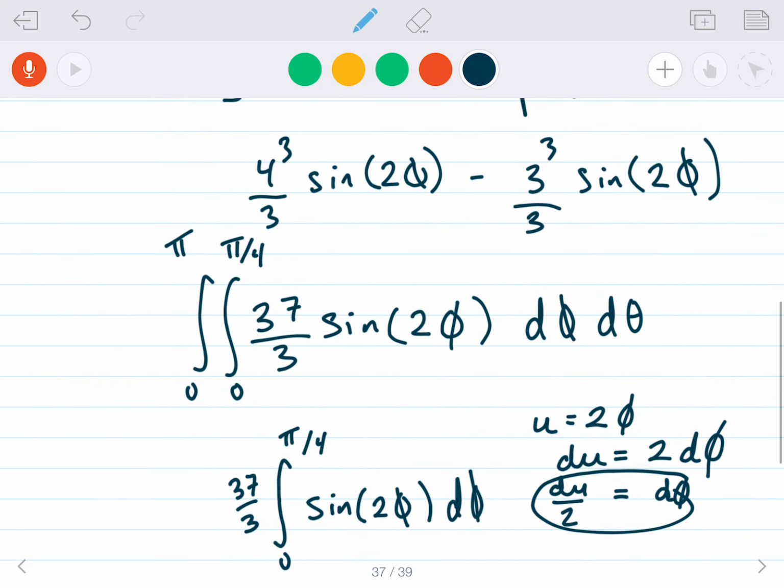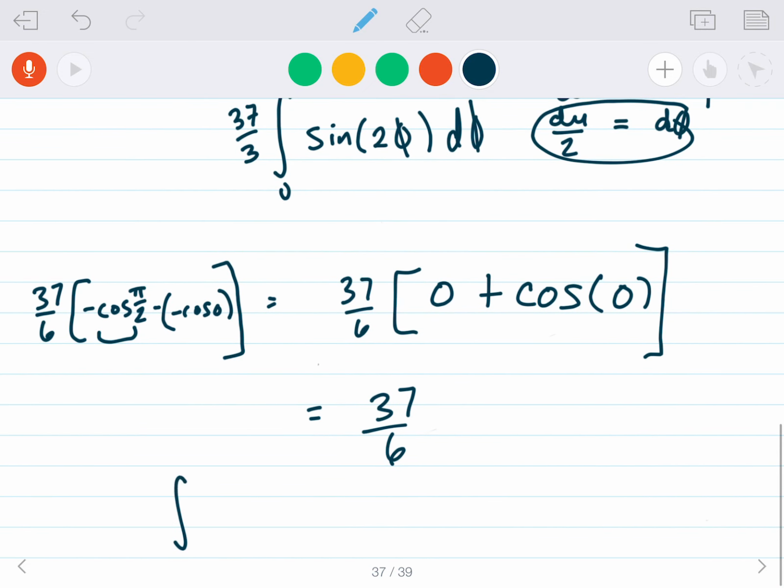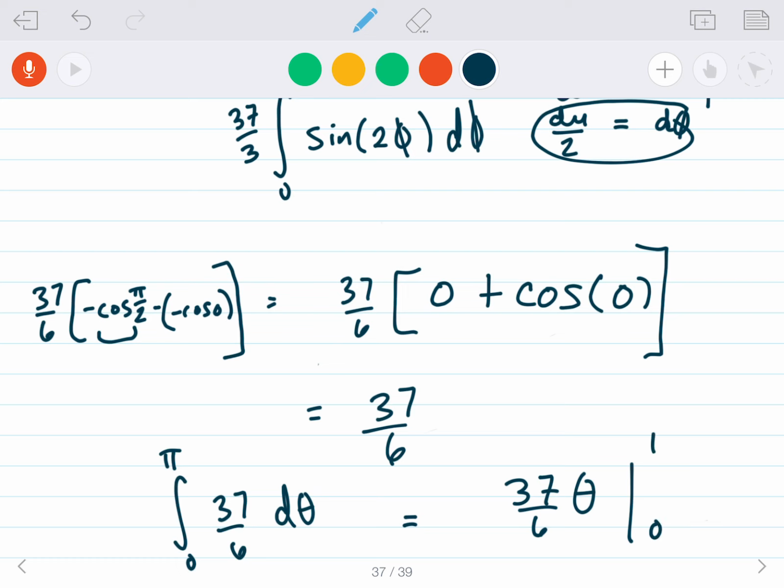Alright, one more to evaluate. We just did the integral with respect to phi. Now let's do it with respect to theta, going from 0 to pi. We're doing 37 over 6 d theta. Let's go ahead and integrate this. That just becomes 37 over 6 theta, going from 0 to pi. So our answer here, if I plug in pi for theta, is 37 pi over 6. And that is my answer.